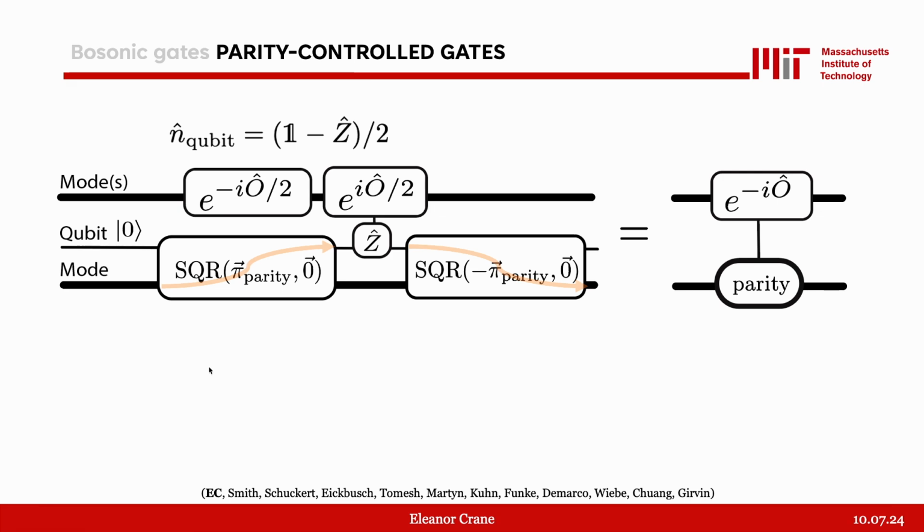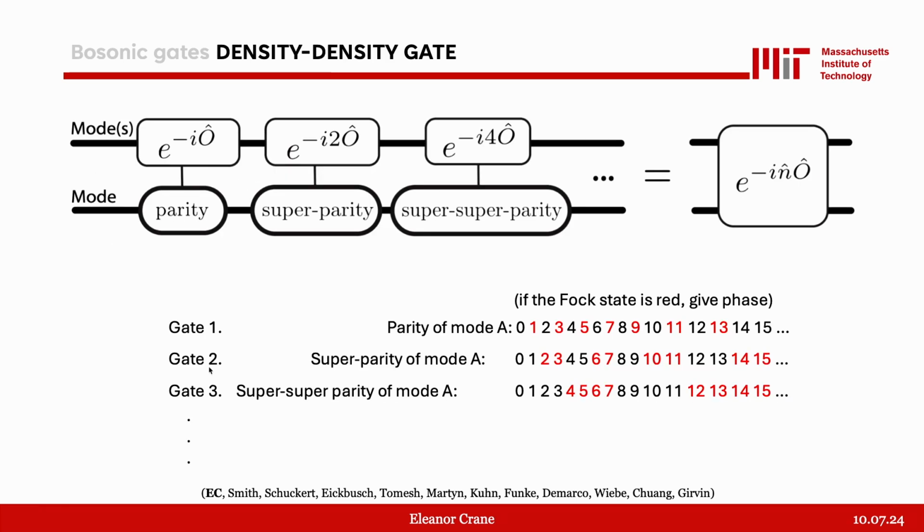This is just saying you only give the phase if the parity is in a set state, as opposed to a phase which is dependent on the parity. And then you can apply this many times to actually encode n in binary, as opposed to the parity. So the first gate gives you a phase if you're in one of the red Fock states. The second gate gives you a phase if you're in one of the red Fock states on the second line, and the third gate and so on. So you can take Fock state 3. Basically, in binary, you can compile n times any other bosonic operator.